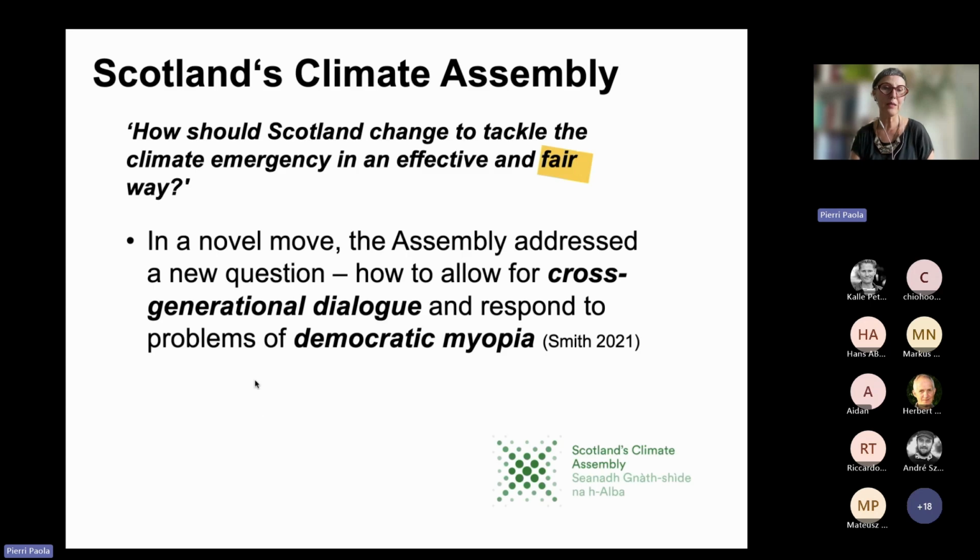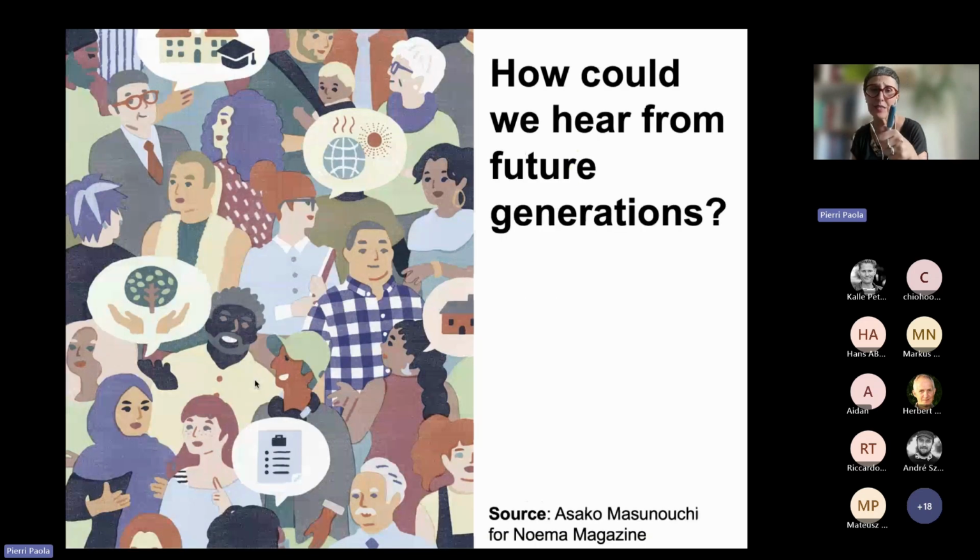So now what the assembly did, which I think was a novel move, is that they identified new questions outside of the given democratic design, the formal democratic design. They thought that to address that question, for Scotland to tackle the climate emergency in a fair way, they had to address the issue of engaging in dialogue across generations, future generations. So they asked themselves these questions, and they tried to hear from future generations in two ways.